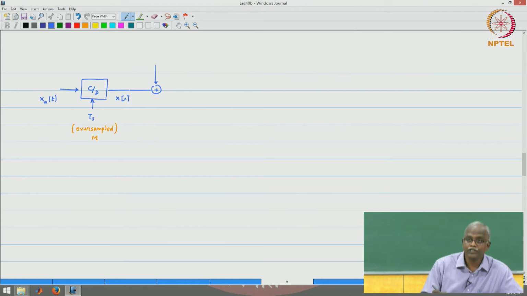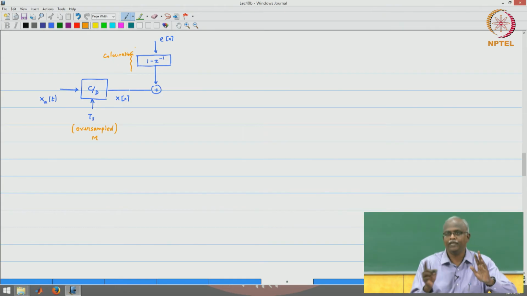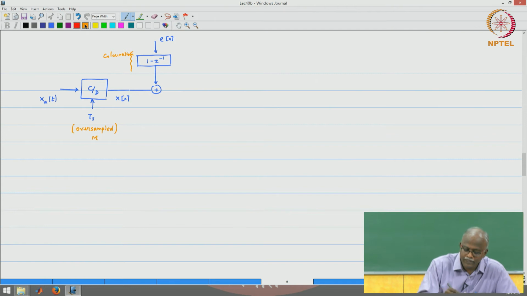I need to add noise to it. Previously it was a white noise signal. We now have the white noise component still present, E of n, with the old assumptions, sample to sample uncorrelated, but it is passing through a filter 1 minus z inverse, which is going to introduce the coloration. So, this is where the coloration is going to occur. Okay. Coloration, as I mentioned, also means that there is sample to sample dependence, which is built in. Basically there is memory into it.